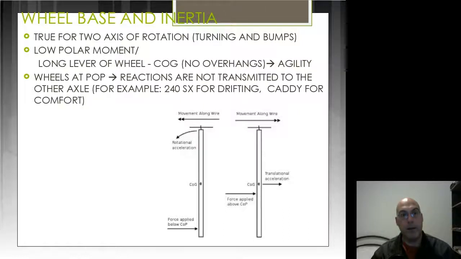If you don't have any overhangs over the wheels, the car will be more agile, because the wheel has a force moment in regards to the center of mass. So the farther away the wheels are from the center of mass, the more agile the car will be.